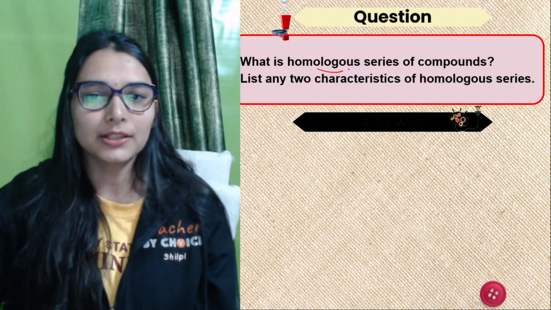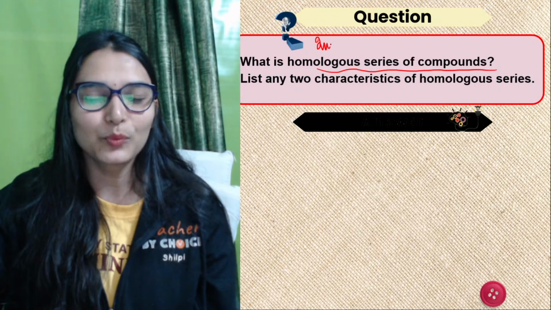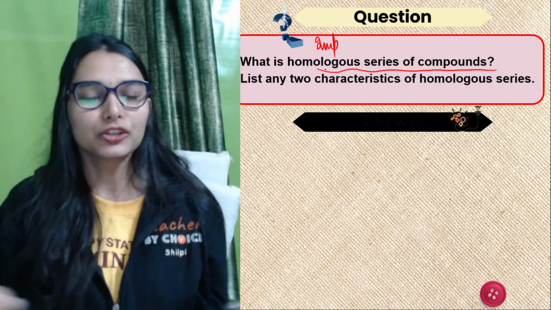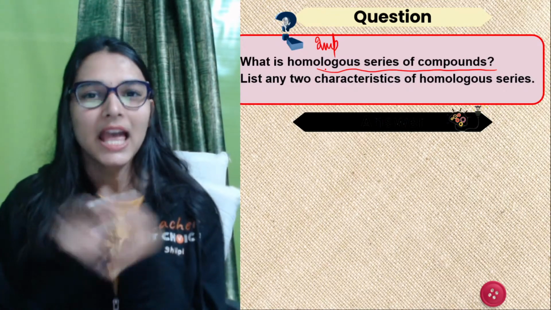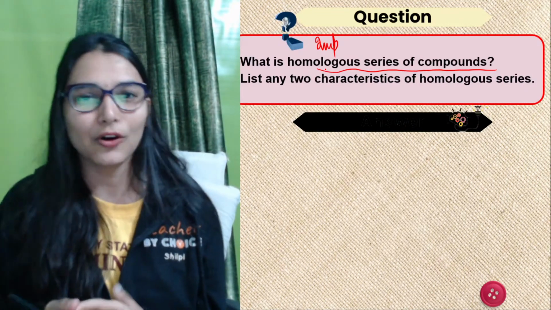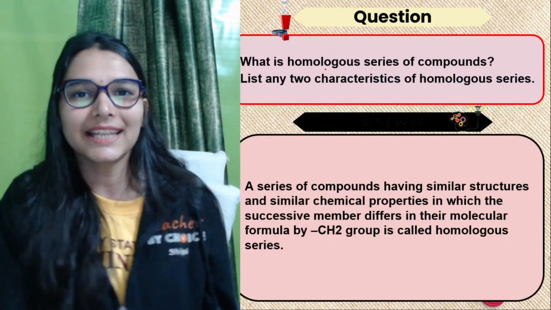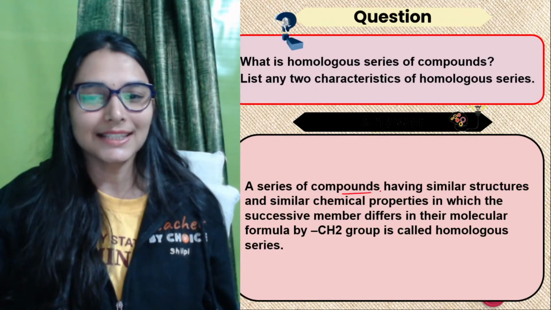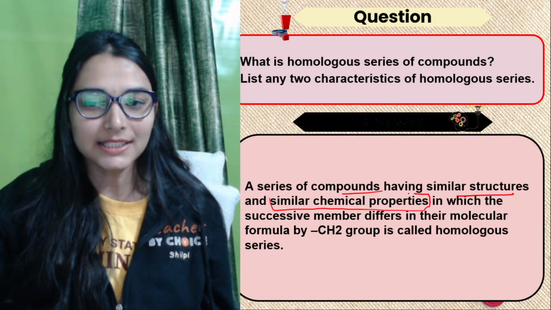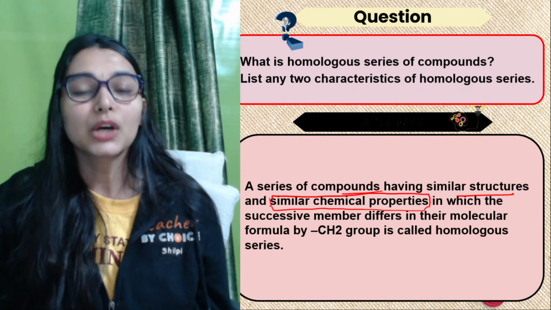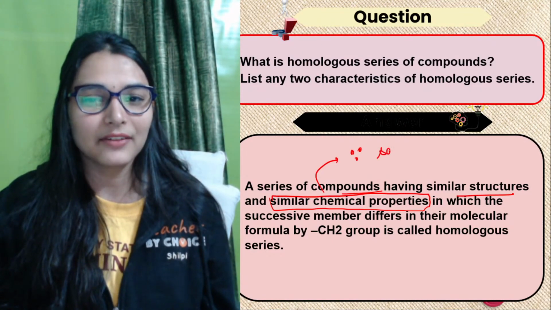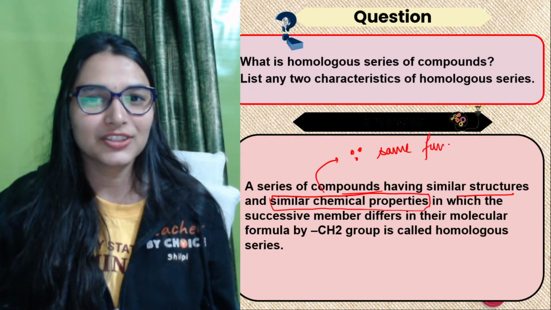The next is, what is homologous series of compounds. Important: homologous series and list any two characteristics of homologous series. So you have done a lot of homologous series. Alkanes you have done, alkenes, alkynes you have done, alcohol, aldehyde, carboxylic acid series. So what are they? The series of compounds which are having a similar structure and similar chemical properties. The main point. Why do they have similar chemical properties? Remember, because they are having the same functional group.